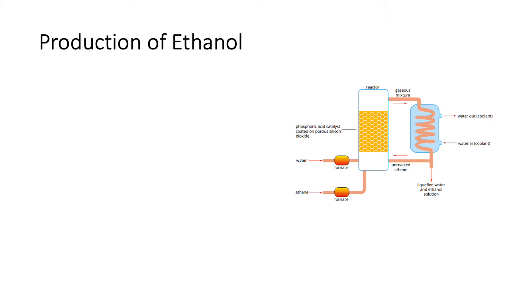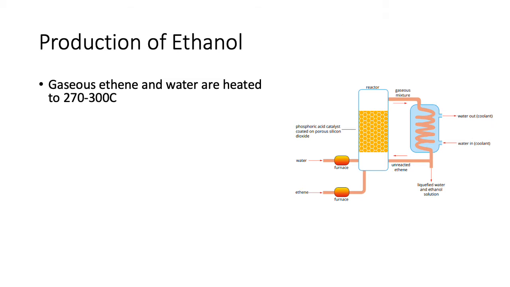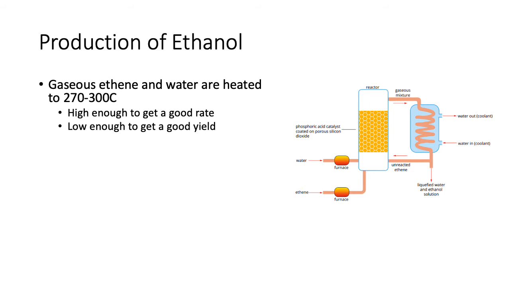All right, so let's get to the conditions. The gases ethene and water are heated to 270 to about 300 degrees Celsius using that furnace there, and then go into the reactor. That temperature is high enough to get a good rate, but remember, because it's an exothermic reaction, if you make it too high you won't get a good yield, so it is low enough to get a good yield. Effectively it's a compromise in temperature where you can get a good rate and yield at the same time.